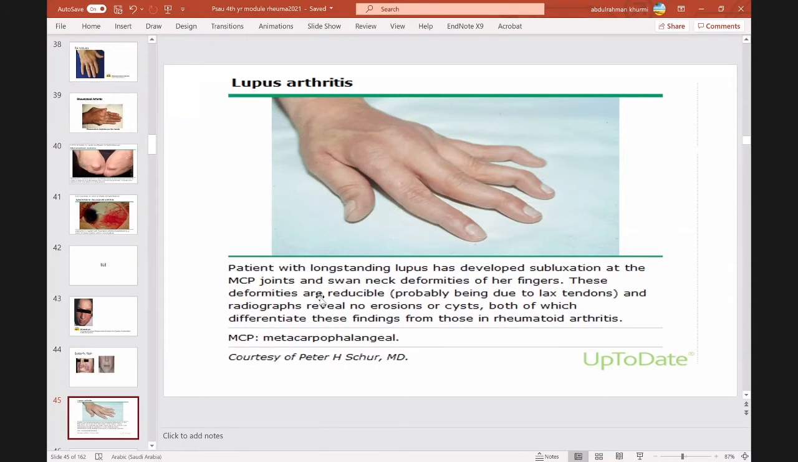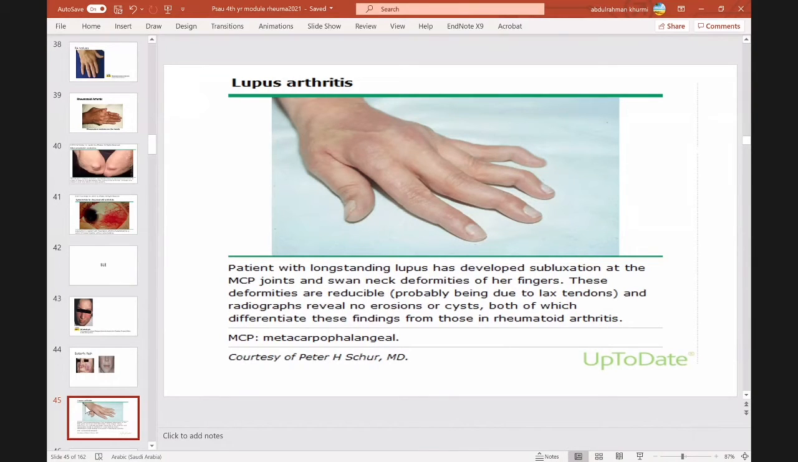It becomes reducible, which means laxity of the joint. But in rheumatoid it is not reducible. It's not lax. It's a fixed deformity. Is that clear, guys? In rheumatoid it is fixed, it doesn't go back with treatment. Reducible, you can push it back. Yeah, it means laxity. It's not deforming usually. This is what we call Jaccoud arthropathy, which means lax joint. Lax. You can reduce it.